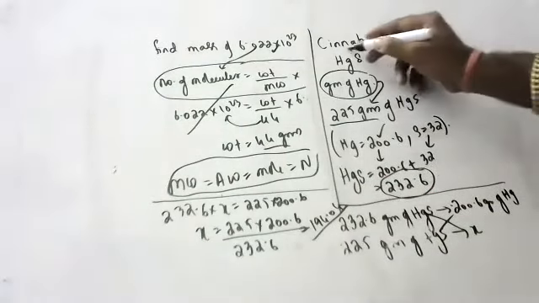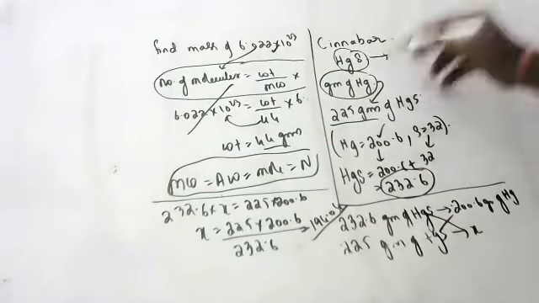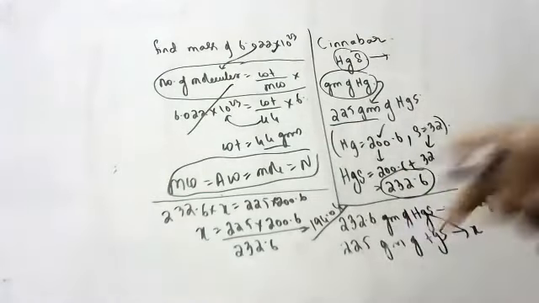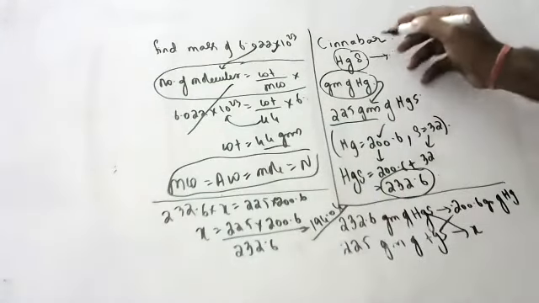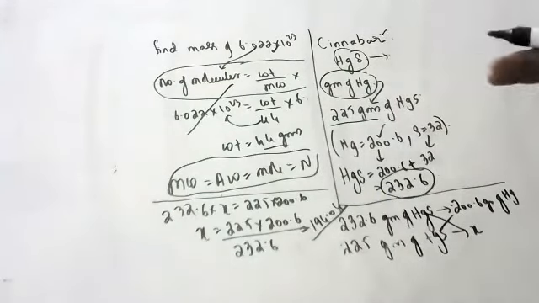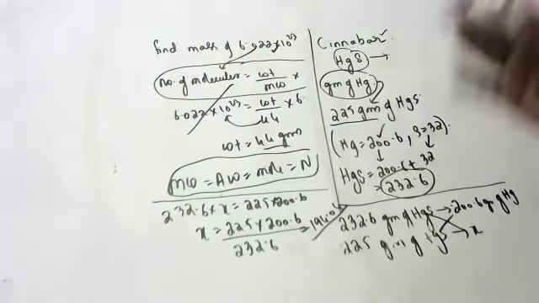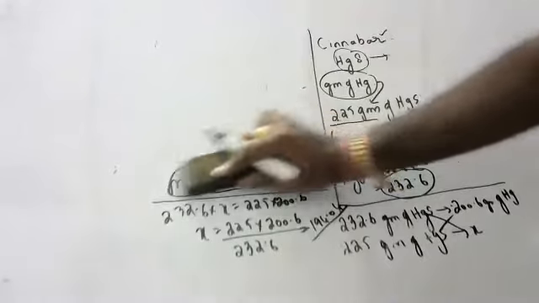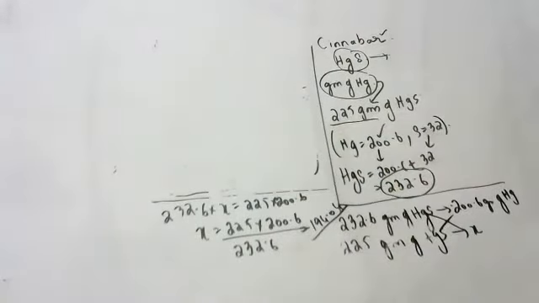Direct method, children, nothing else is there. By seeing mercury and sulfur only, half of the people will feel nervous. The question is easy, it's a unitary method question. But by seeing HgS, cinnabar, different names, half of the people will just leave the question thinking it is very complex. But nothing is there, children. Very, very easy question.